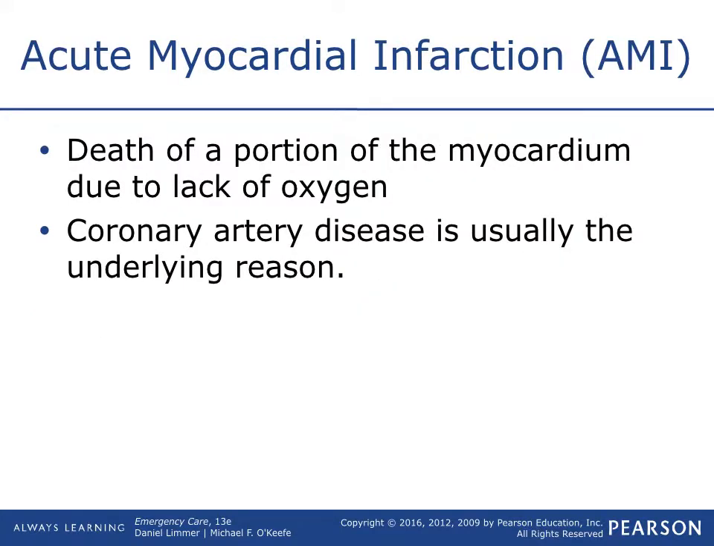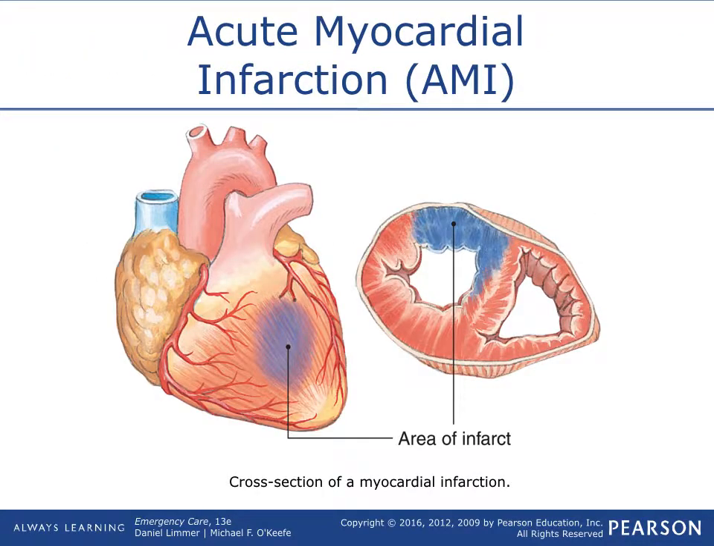Acute myocardial infarction: death of a portion of the myocardium due to lack of oxygen. So in your book, you see a picture. There's a part of the muscle there that is dead because it didn't get enough oxygen. That's where you cause a heart attack. Usually by the time someone has a heart attack, they've already got dead muscle tissue, and they test for that because it shows in their blood. Coronary artery disease is usually the underlying reason. So there's that picture. The blue is the dead muscle. There you have the infarct.